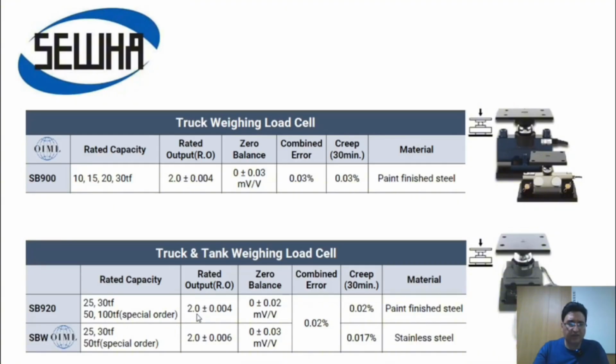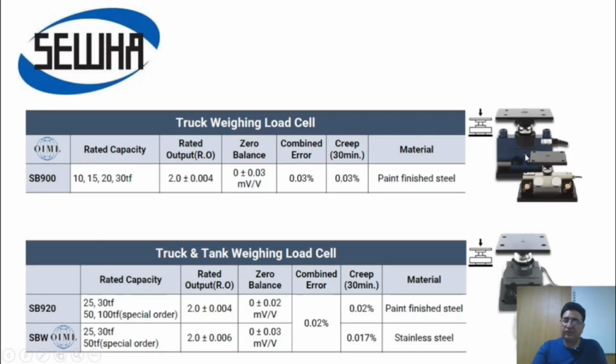The next load cell we are introducing to you is the truck weighing load cell, which can be used for heavy vehicle weighbridges. The models are SB900, SB920, and SBW. The SB900 and SBW models also have the OIML standard. The SB900 model has a capacity ranging from 10 tons to 30 tons. Its combined error is 0.03%. Their robust body is crafted from painted iron.